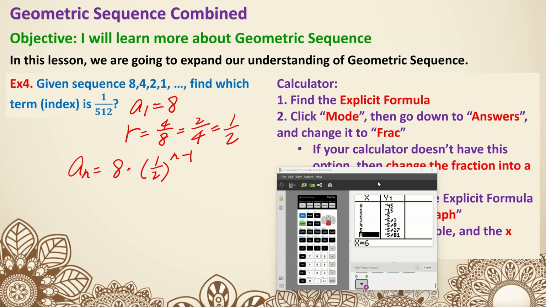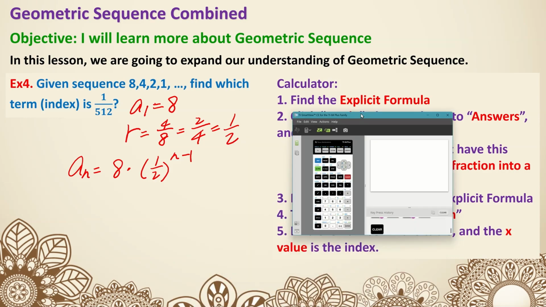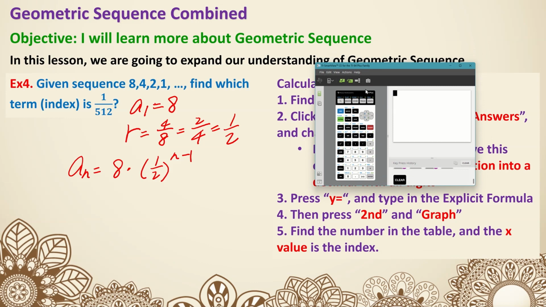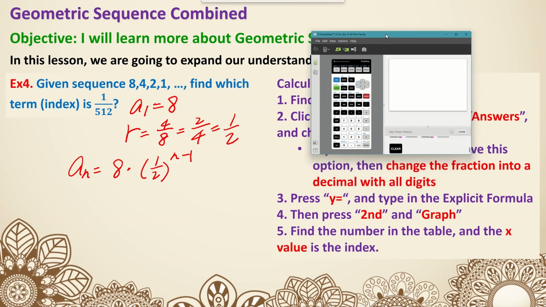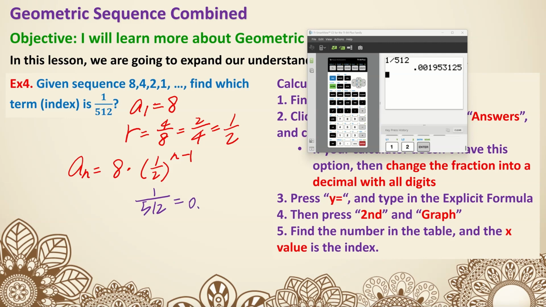Okay, so for this one, I'm going to pretend I actually don't have the fraction option. So I'm actually going to go back. I'm going to change it to auto, which is going to give us a decimal. So I'm going to pretend I actually don't have the fraction option. Okay, but I'm going to do the same thing, except before I actually type the function in there, I'm going to need to change the fraction that I need into a decimal with all the digits. The number that I need is 1 divided by 512. There you go. So I'm going to write it down. 1 over 512 is going to be 0.01953. That's kind of enough.